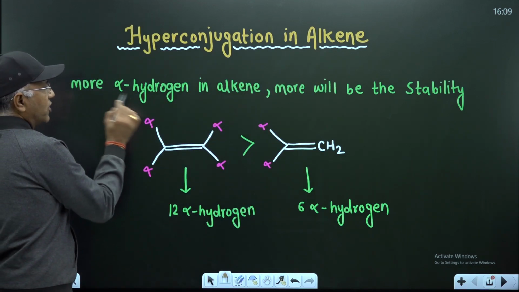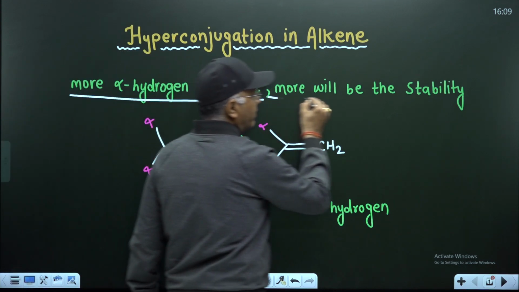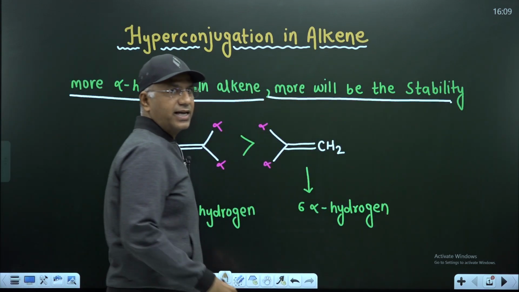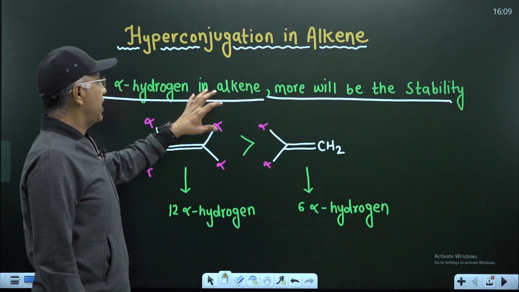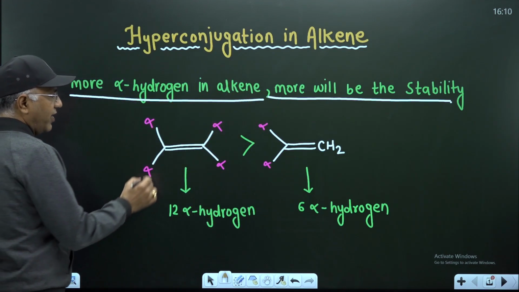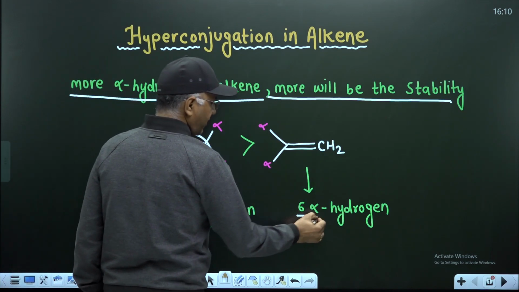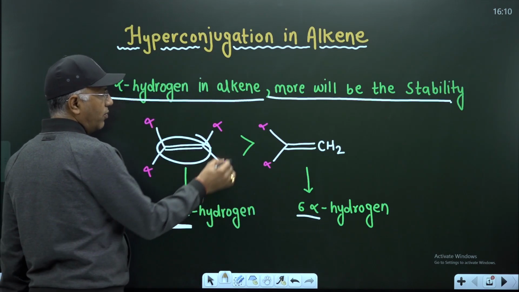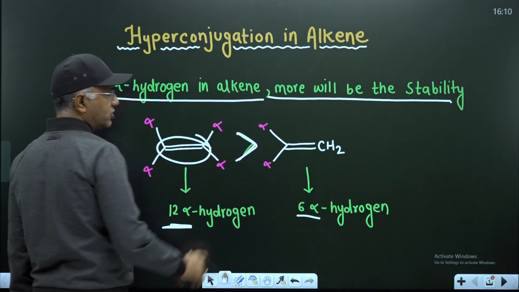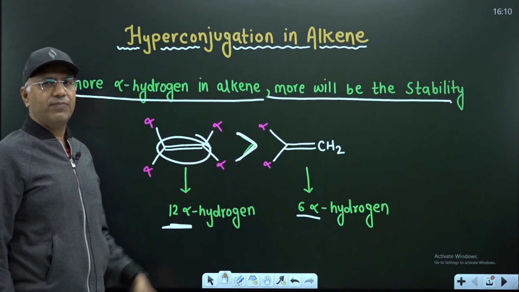First of all, you have to remember that more the alpha hydrogen in alkene, more will be the stability. Just like a carbocation, more the alpha hydrogen in alkene, more will be the stability. Now in order to count alpha hydrogen, this alkene has 12 alpha and this alkene has 6 alpha. So which is more stable? More alpha, more stable. 12 is more than 6, that's why the first is more stable than the second.